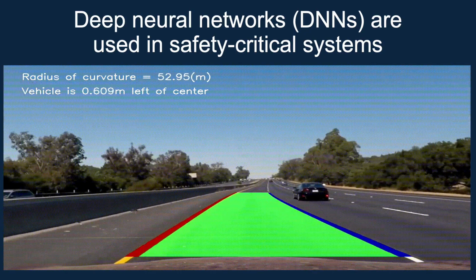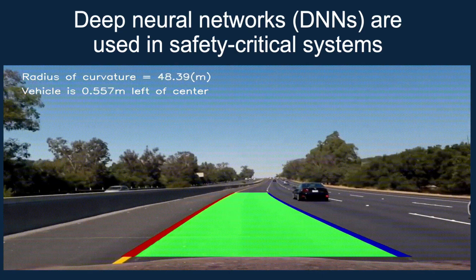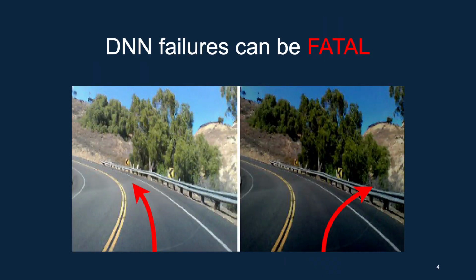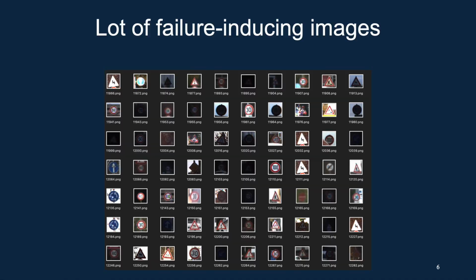DNNs are used in safety-critical systems like autonomous driving for tasks such as lane and object detection. In these safety-critical systems, the margin of error is extremely thin. A single wrong prediction in a safety-critical system can lead to devastating consequences. That's why understanding why a DNN makes certain errors becomes crucial in these environments.